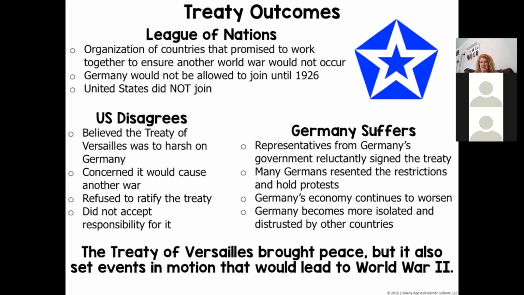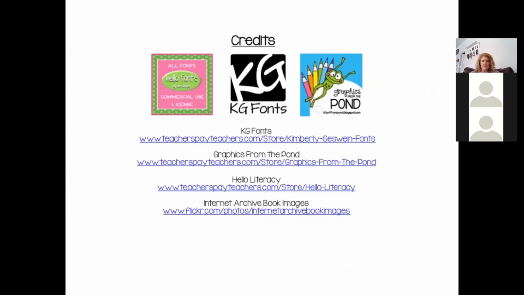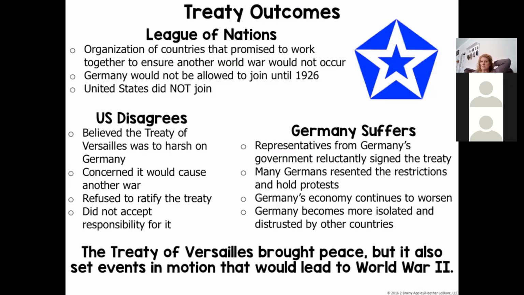Germans hold protests for their country not to sign this because they know what's going to happen to them. Their economy continues to get worse, and they become more and more isolated by the rest of the world. The Treaty of Versailles brings a peace to the world in the fact that the actual act of war does cease, but it sets into motion a whole new chain of events that will lead to World War II. I think, okay, so I'm just going to stay here for a second because there's a few things that I want to tell you about this.